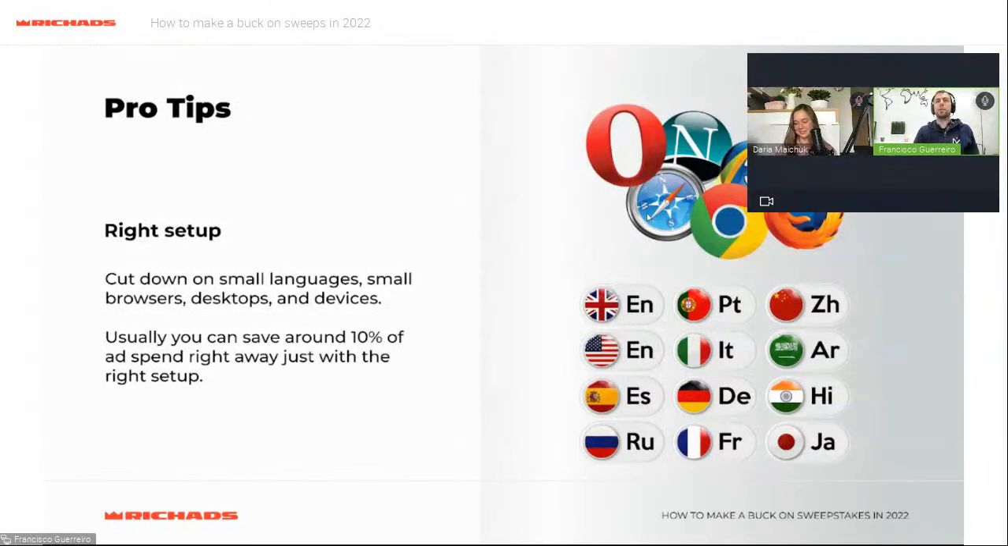If you are promoting something in an African country, like for example Angola, let's say, or South Africa, usually English is okay and the local language, okay.